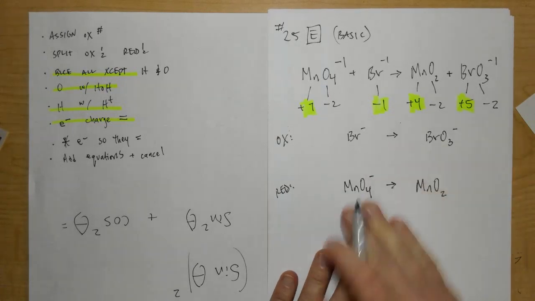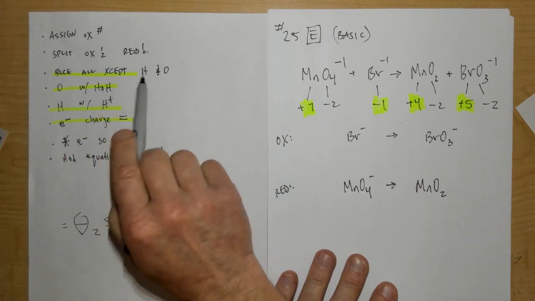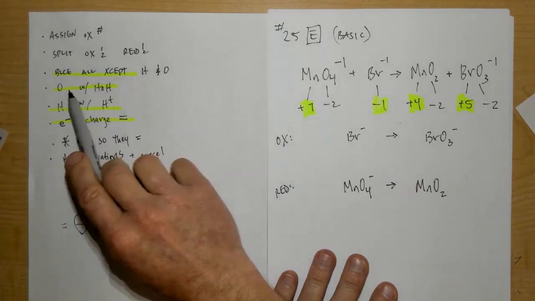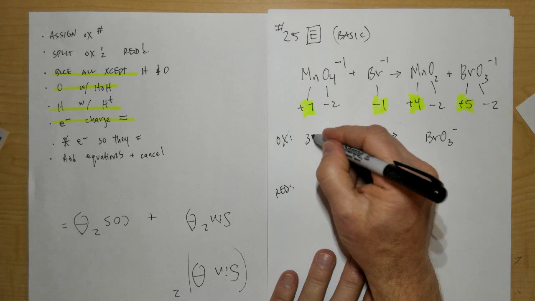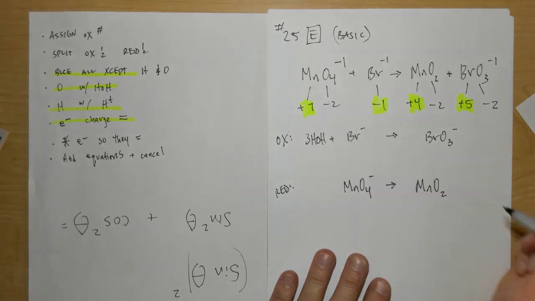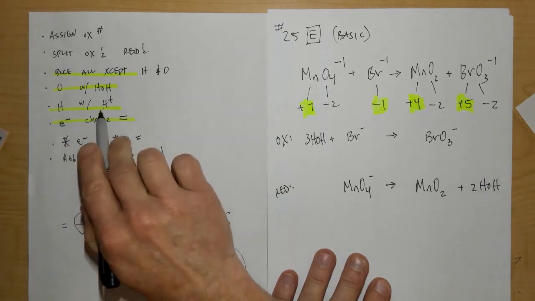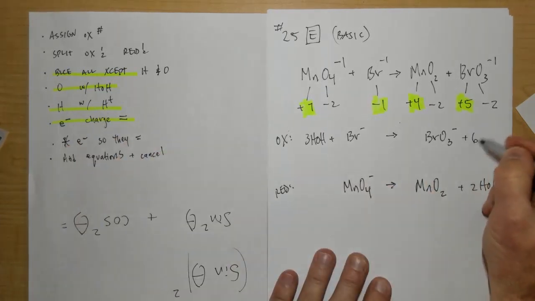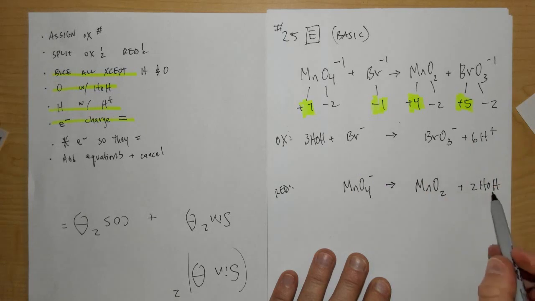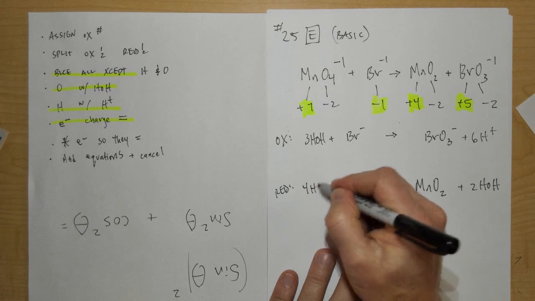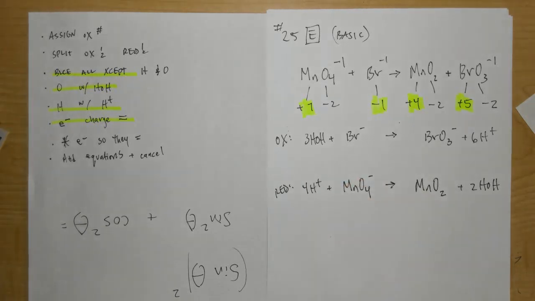First step, balance everything that's not hydrogen or oxygen. That's done for us. Balance the oxygens with water, so 3 HOHs, 2, and we need 2 more over here. Balance the hydrogens with H+. There's 6 here, so I'm going to need 6 H+ over here. There's 4 here, so I think I need 4 H+ here.